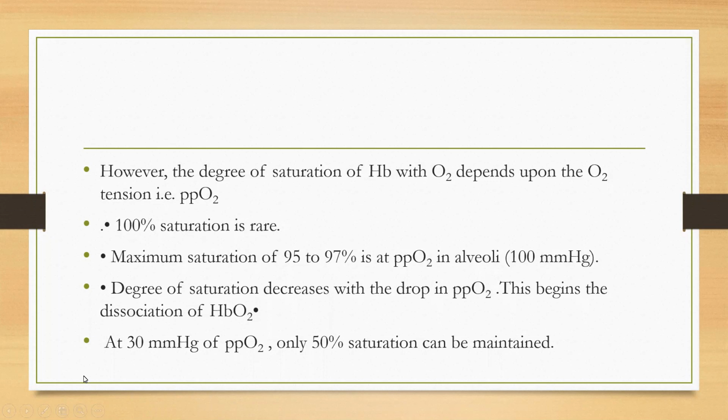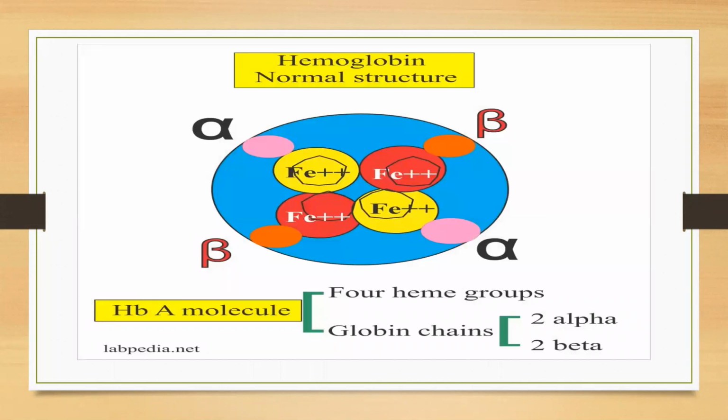At 30 mmHg of partial pressure of oxygen, only 50% saturation can be maintained. That means when the partial pressure of oxygen is 30 mmHg, only 50% of saturation is maintained. 50% means only 2 molecules of Fe will combine with oxygen to form oxyhemoglobin.